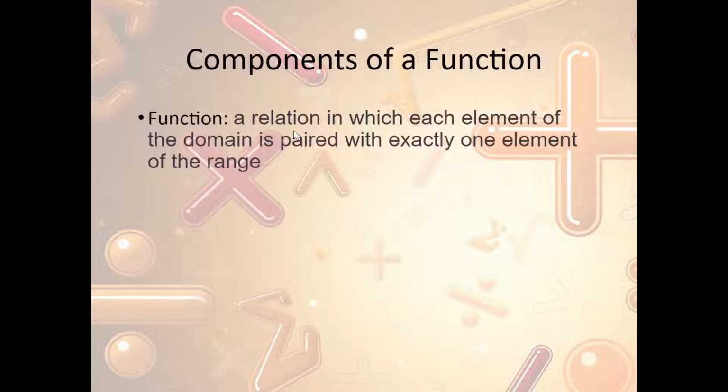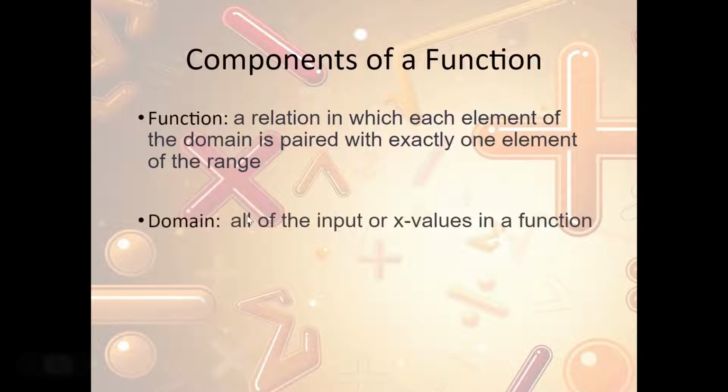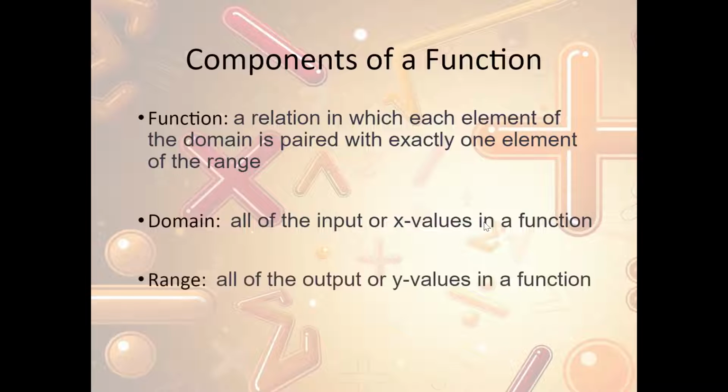A function is a relation in which each element of the domain is paired with exactly one element of the range. The domain is all of the input or x values in a function. The range is all of the output or y values in a function. Therefore, it is a function, meaning that for every x, there's exactly one y that matches it.